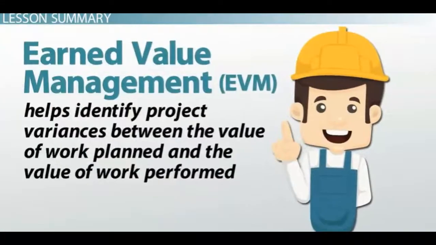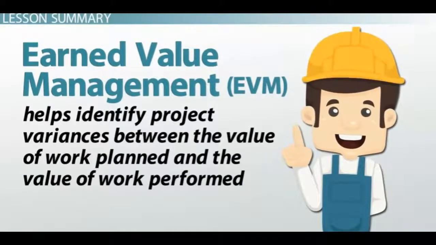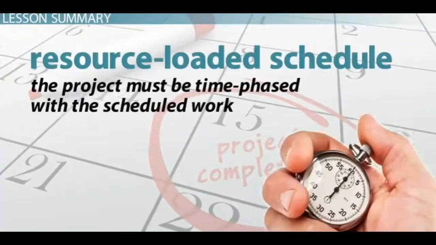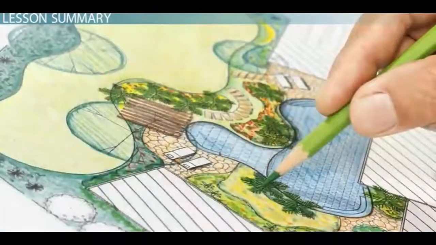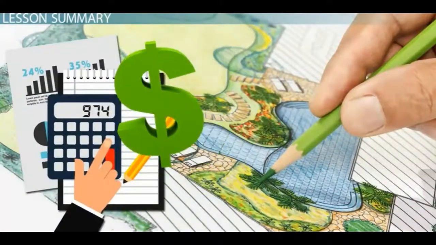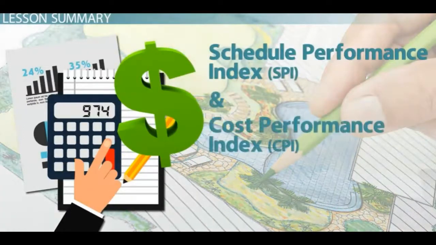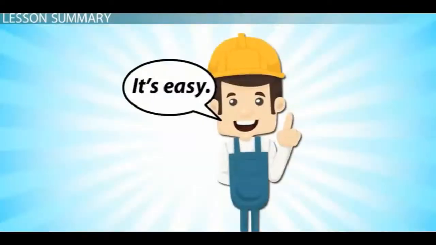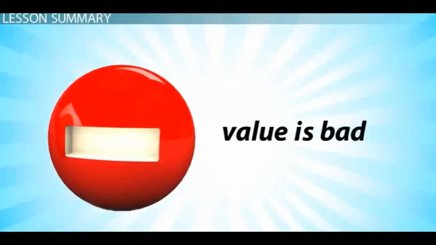Earned Value Management, EVM, helps identify project variances between the value of work planned and the value of work performed. For EVM to work, your project must have a resource-loaded schedule, meaning the project must be time-phased with the scheduled work. EVM uses planned work, the budgeted cost of work performed, and the actual cost of work performed to calculate a Schedule Performance Index, SPI, and a Cost Performance Index, CPI, to monitor and control project performance. These two indices are easily interpreted. A positive value is good and a negative value is bad.